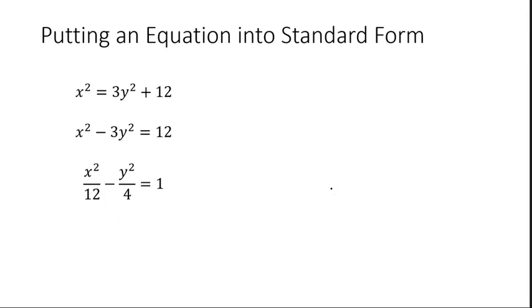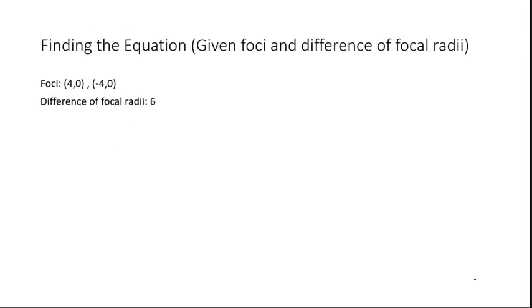Now, working backwards, what if you were given information and you had to work backwards and find the equation? So here's an example of that, where you are given the foci and the difference of the focal radii, and we are trying to find the equation of this hyperbola. All right, so first off, realize that our c value can be determined from the foci.